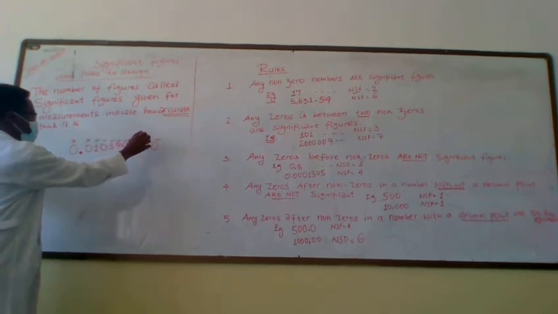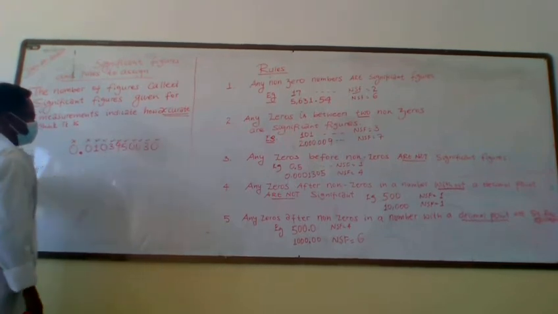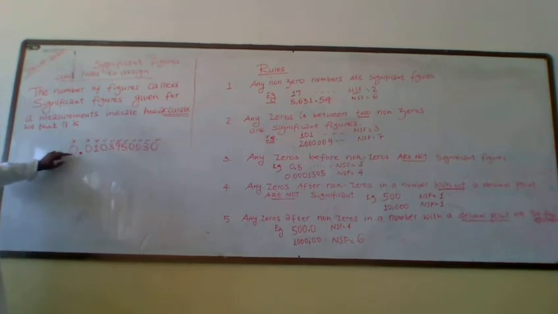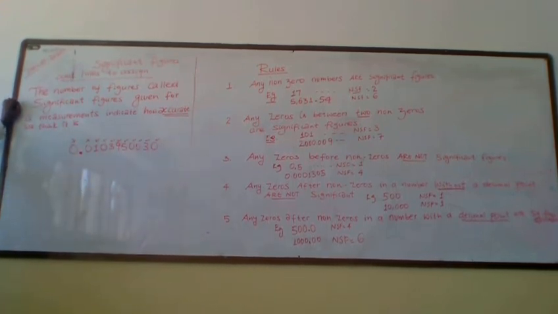Wait, what rule does the last one follow? How is the last one significant? Oh wait, it's after a decimal. It comes after, so it can be counted. I guess you're right, yeah. So the number of significant figures will be?